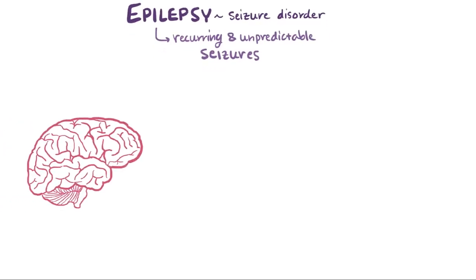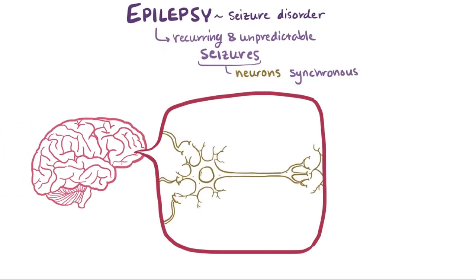Epilepsy means seizure disorder, so people with epilepsy have recurring and unpredictable seizures. A seizure is a period where cells in the brain, or neurons, are synchronously active, or active at the same time, when they're not supposed to be.